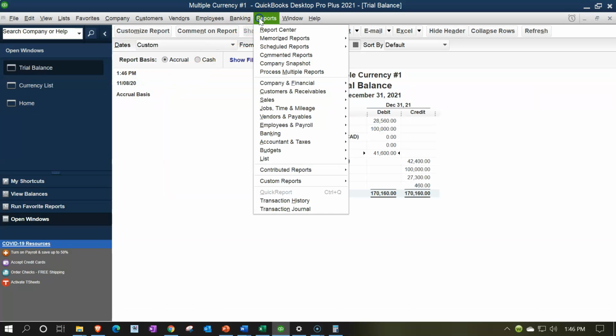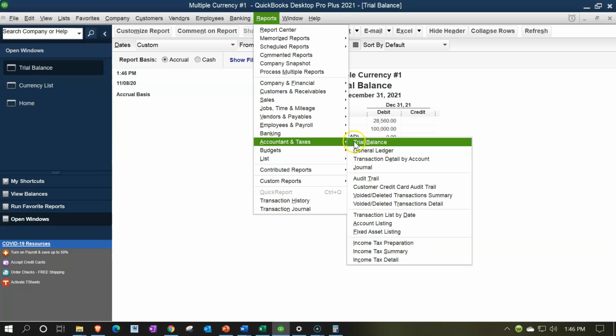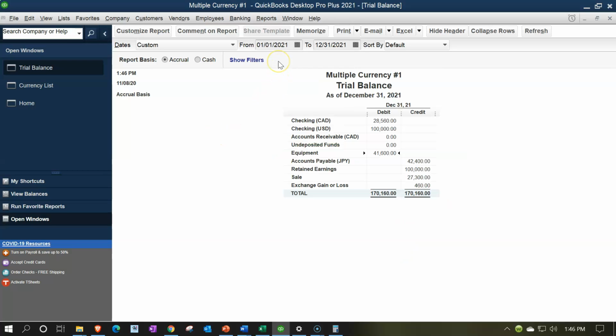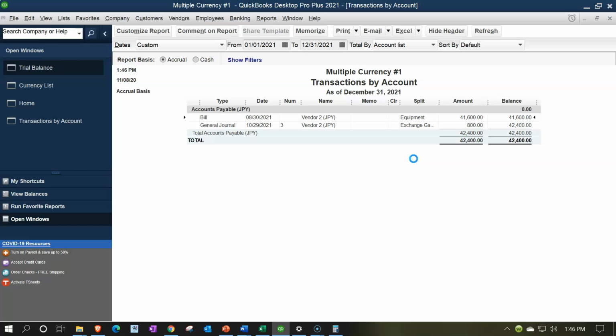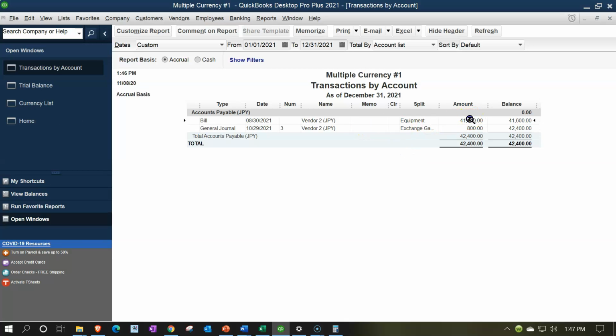Our trial balance, which you can open by going Reports, Accounting and Taxes, Trial Balance, 1/1/21 to 12/31/21. And so now we have the equipment still on the books. We didn't change the value of the equipment, but now the accounts payable did change to that 42,400. Double clicking on that, we have the original amount of the bill using the original spot rate, and now the $800, adjusting it to what it should be as of this point in time.